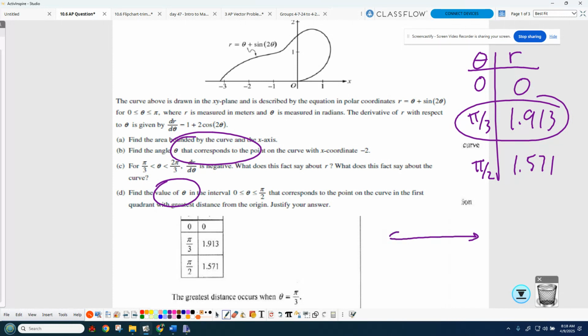They don't always accept a number line, and if you use a number line, you need to still put words to it. If you just say this and say the answer is pi over 3, you need words, because the dr/dθ changed from positive to negative. Amelia? How did you get pi over 3? Yeah. Okay.